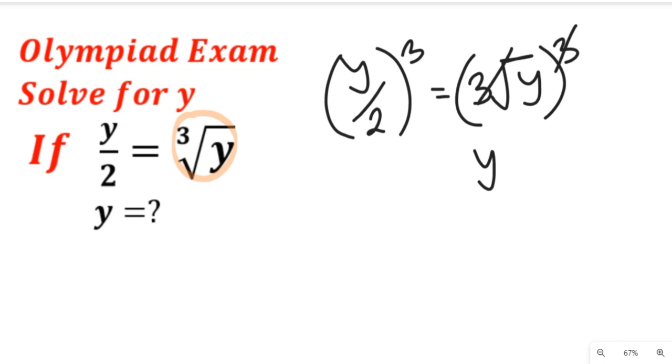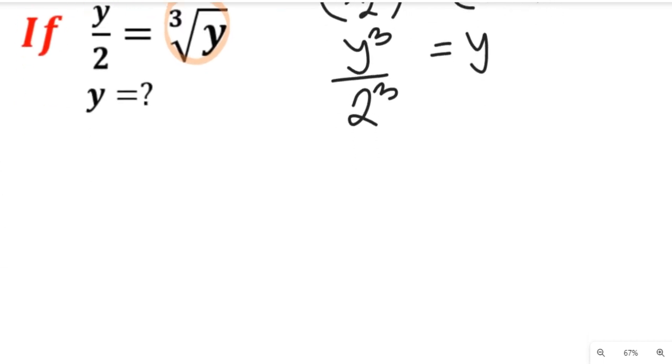and on the right hand side we'll have only y. And on the left, it is permissible in mathematics to separate this exponent. So this will give us 2 to the power of 3 and y to the power of 3. Now when we simplify this further, this will give us y to the power of 3 divided by 8, because 2 times 2 times 2 is equal to 8, all equal to y.